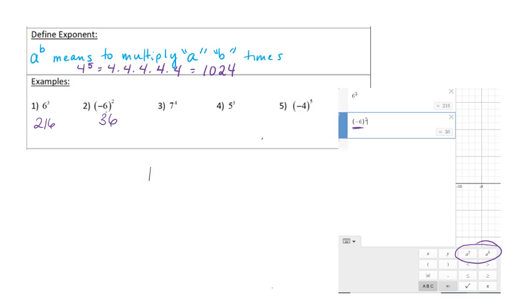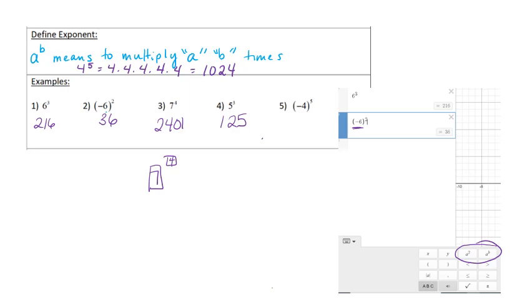So what happens is you should get 2 boxes. Put the 7 in here, put the 4 in there. And then when we do that, we get 2,401. 5 to the 3rd, 5 times 5 is 25, times another 5 is 125. Again, type that in Desmos, make sure you can get the same answer.